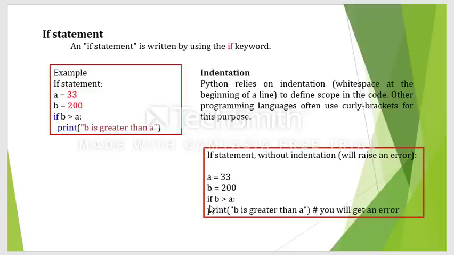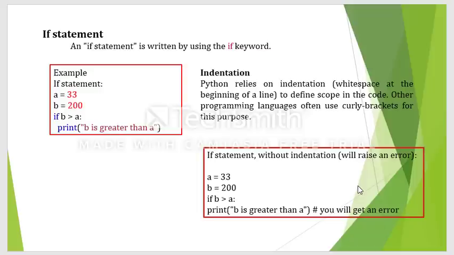So you can see here, if B greater than A, then in the next line, you are immediately starting from the left. You are writing a print statement. You are not leaving any one space in front of the print statement. So whenever this is done, you will get an error. So this is the purpose of indentation in programming, and especially Python programming.